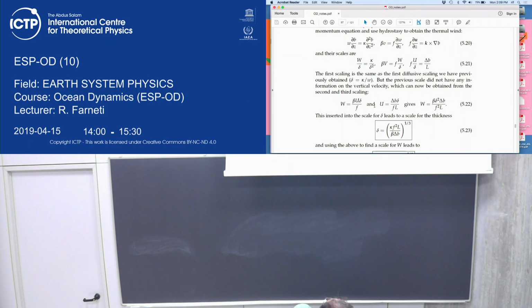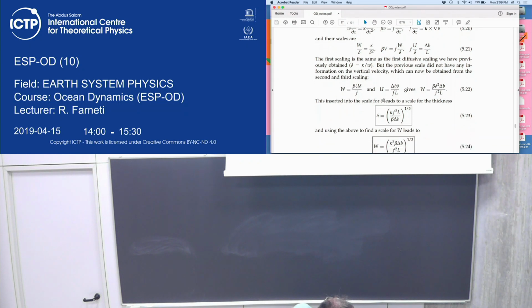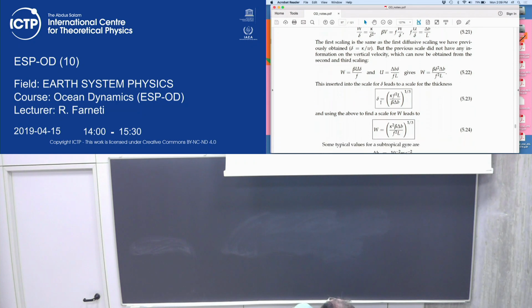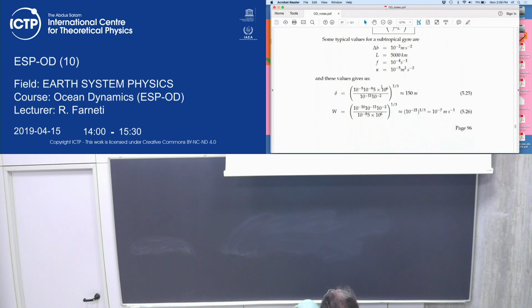So you have the scaling for the vertical velocity and the horizontal velocities. Now if you substitute, you get a delta, a thickness that looks like this. And for the vertical velocity, a scaling that looks like this. You put in some typical numbers, just like we did before: changing buoyancy 10 to the minus 2, 5,000 kilometers for the length scale of the gyre, f, and a typical value for diffusivity. You get a thickness of about 150 meters and a vertical velocity of something like 10 to the minus 7. And again, this vertical velocity is too weak.